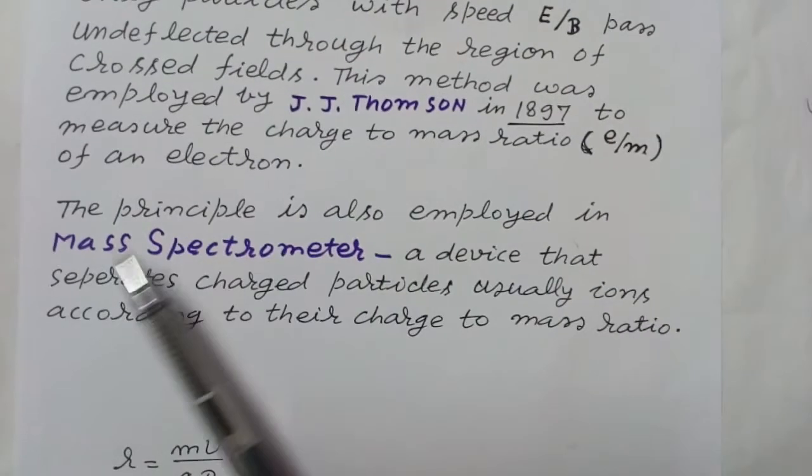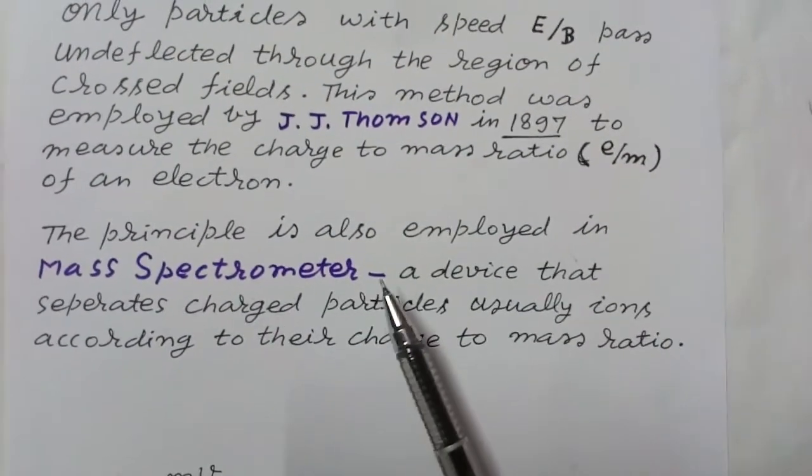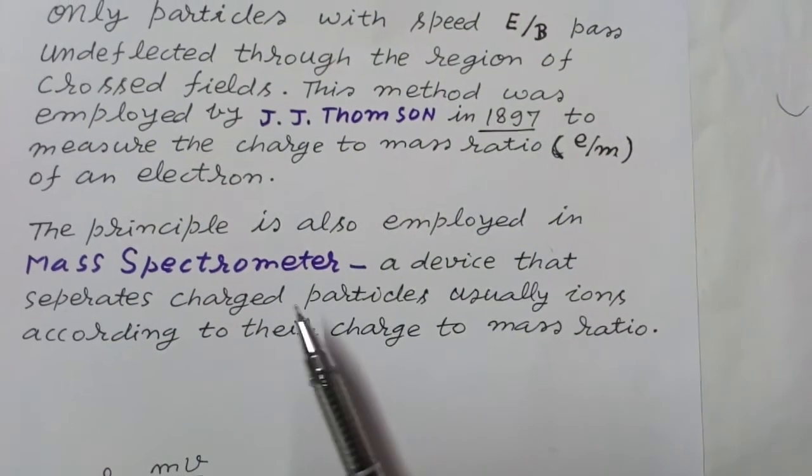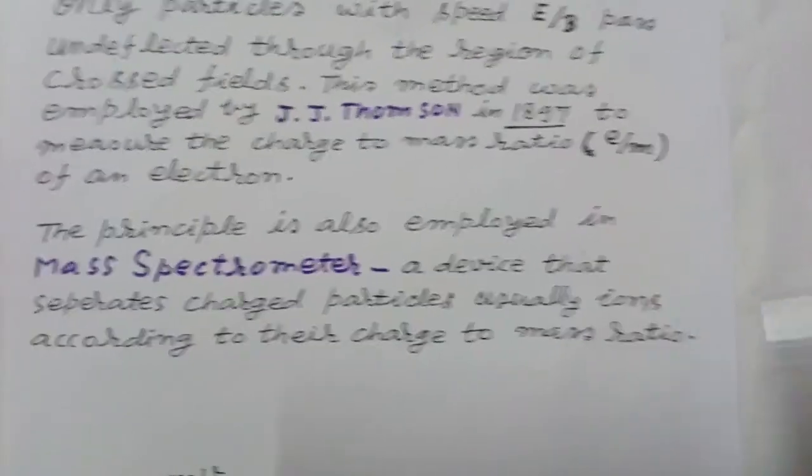This principle of velocity selector is also employed in mass spectrometer, which is a device that separates charged particles, usually ions, according to their charge to mass ratio.